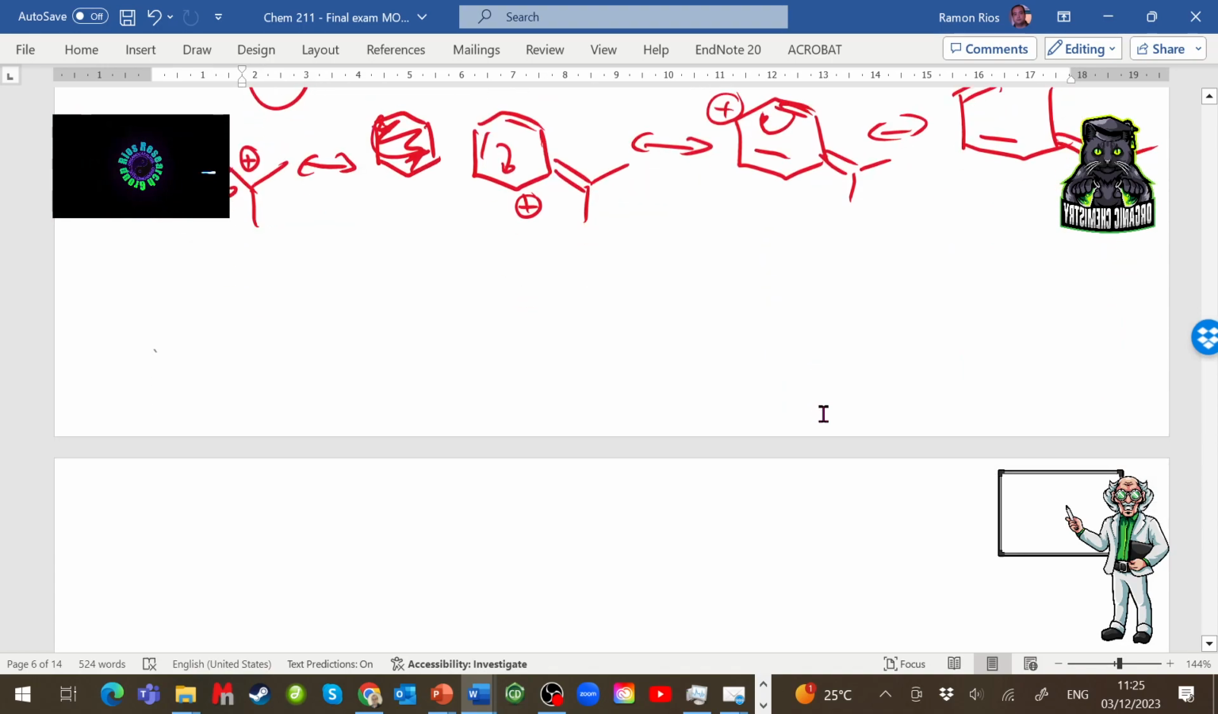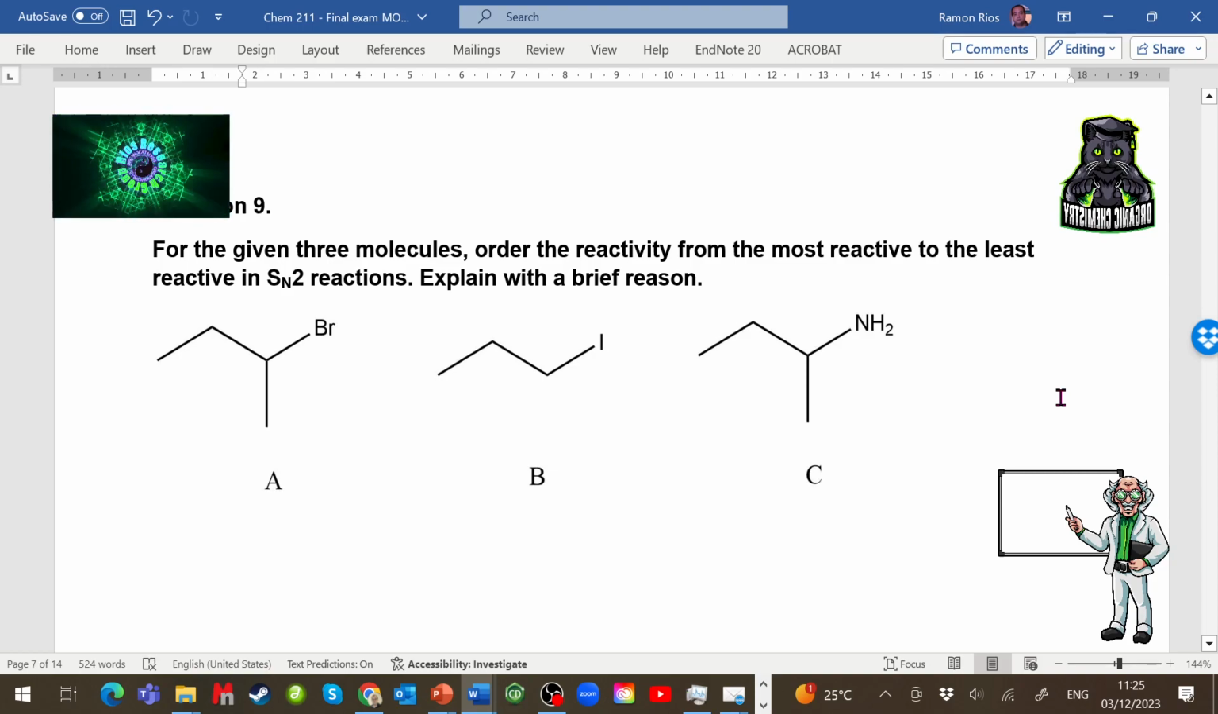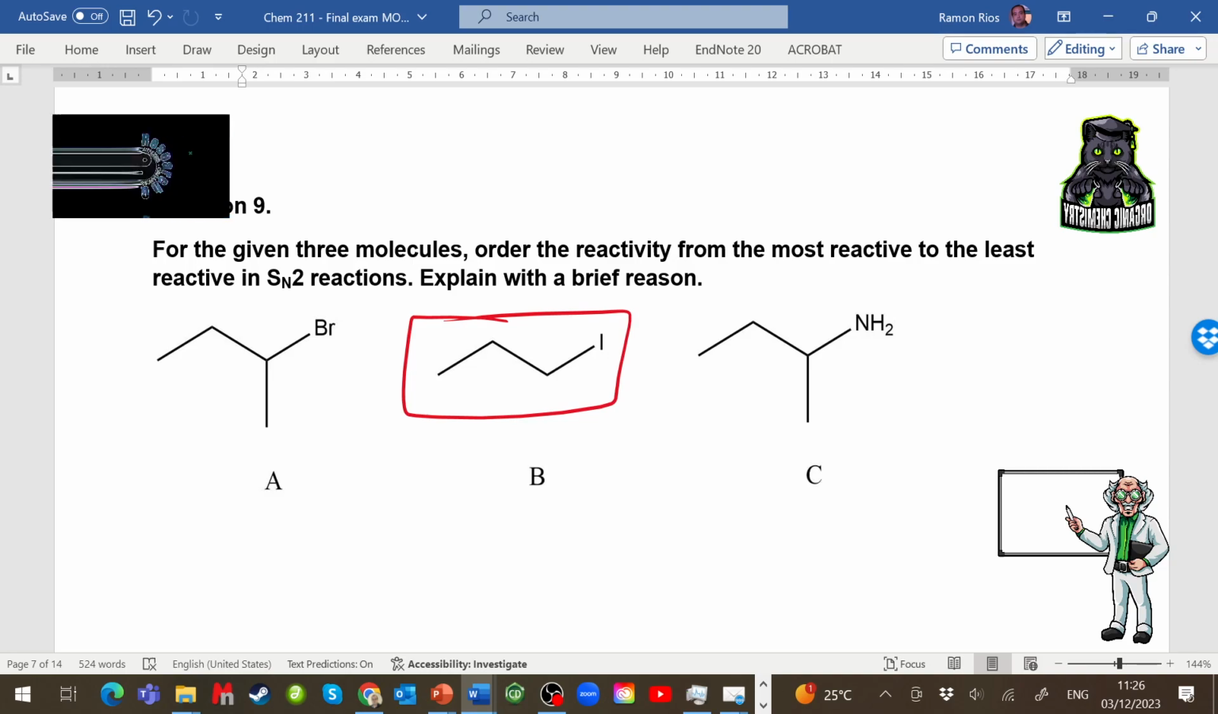Go for the next one. Here we have 3 molecules, and for the reactivity, we have to put the most reactive first and then the second most reactive in SN2 reaction. Now we are in SN2. Remember that the most important is that the nucleophile will have easy access to the carbon electrophile. That means the more substitution, the worse it will be. That means for only this reason, this compound will be the most reactive.